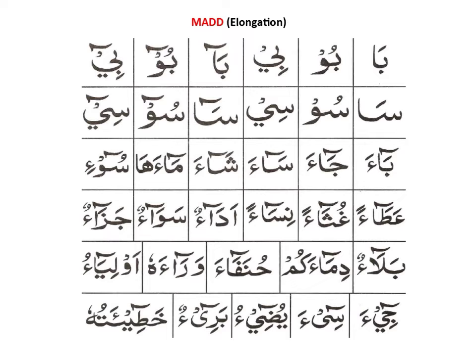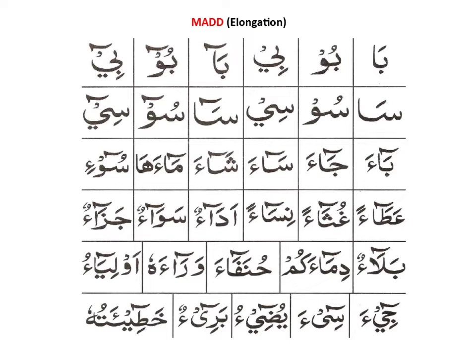Now the 3 words that do have a mad. So ba alif zabar ba. Ba waw pesh bu. Ba ya zir bi. So as we have just read, words that have mad, they will be stretched a lot more. Let's go to the second line.